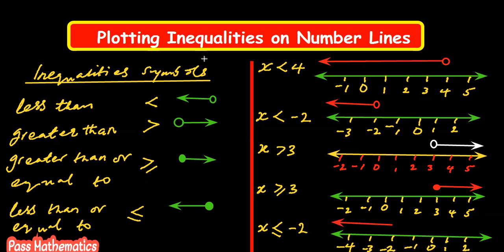Do not forget to shade it because it's less than or equal to. So we're going to shade this. So let's attach it to it. You can basically use a pencil. I'm just trying to make it neat. So you see, this is how to plot inequalities on a number line.